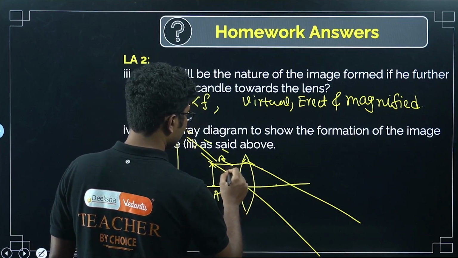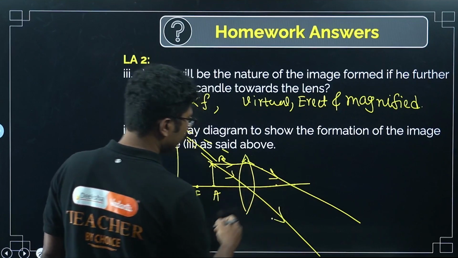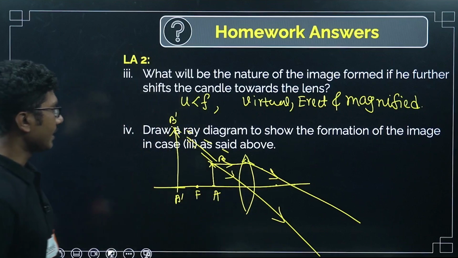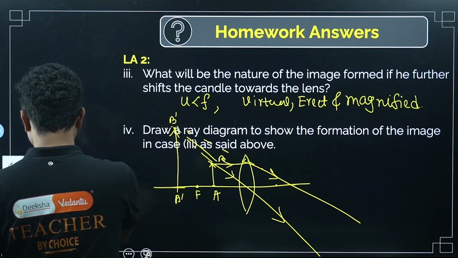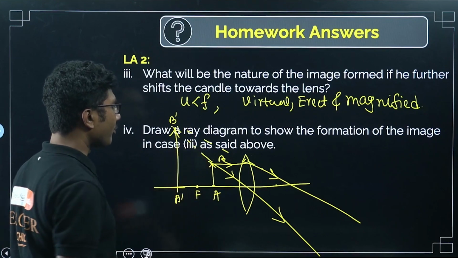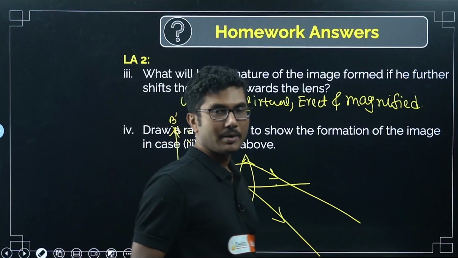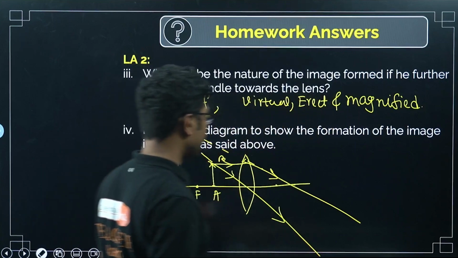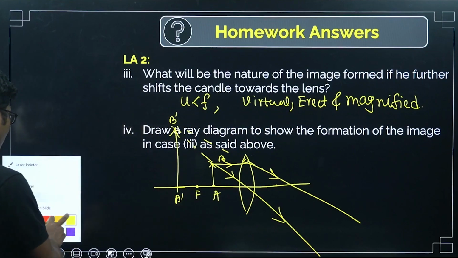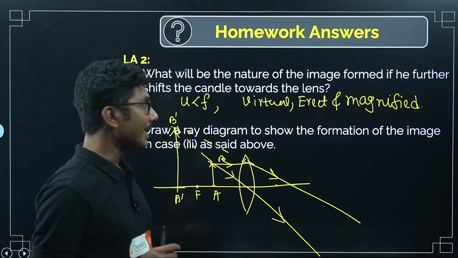Okay, so this should be the ray diagram, something like this. This is a rough ray diagram that I can draw quickly, but I have explained the detailed process of how you can draw a ray diagram in my previous lecture, so don't miss out on that if you want to learn how to draw ray diagrams.